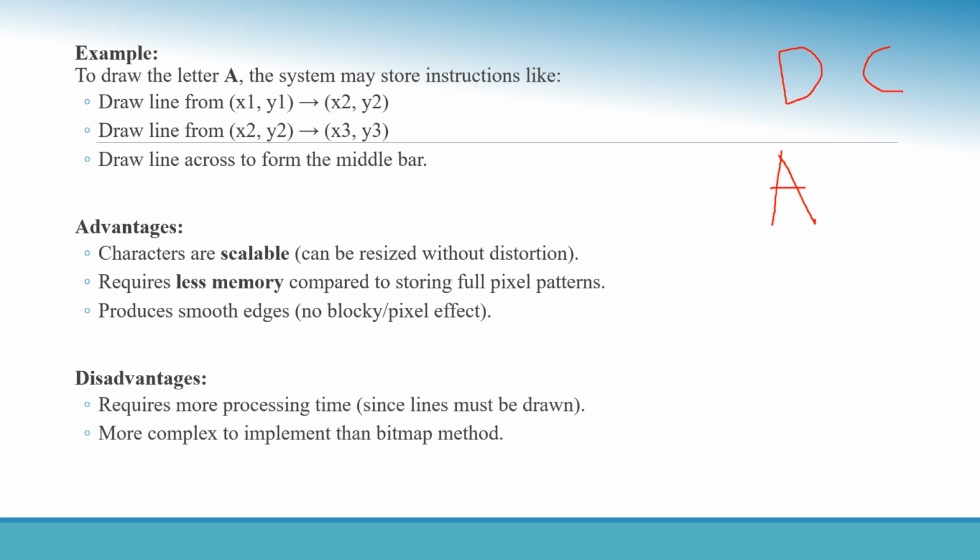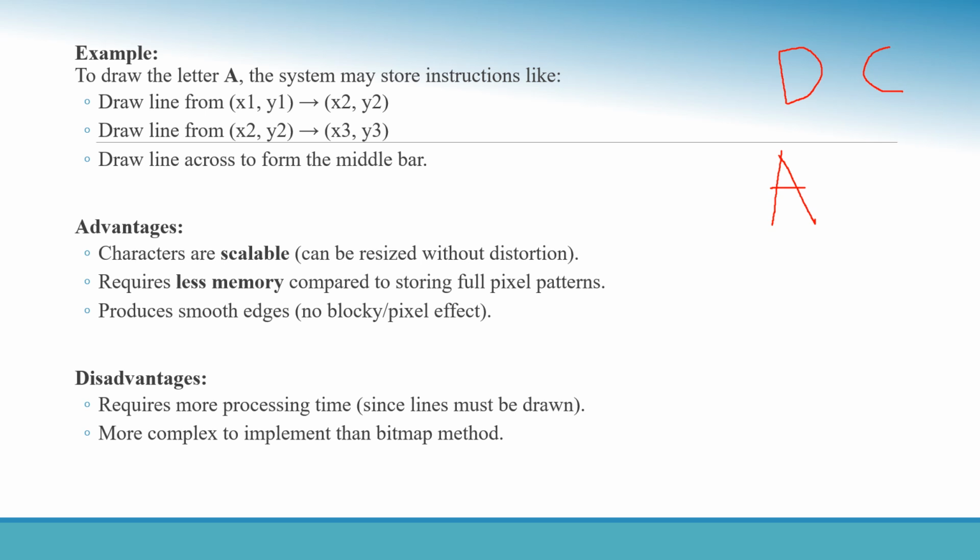Next advantage is it requires less memory compared to storing a full pixel pattern. In comparison with the bitmap, a stroke method uses less memory. Next advantage is it produces smooth edges, with no blockage or pixel effect. Then what are the disadvantages? It requires more processing time since lines must be drawn, and it is more complex to implement than the bitmap method.